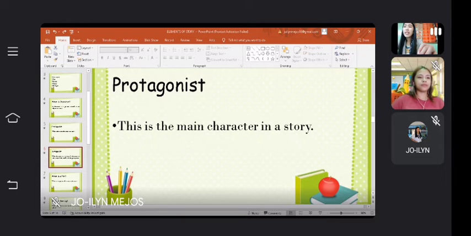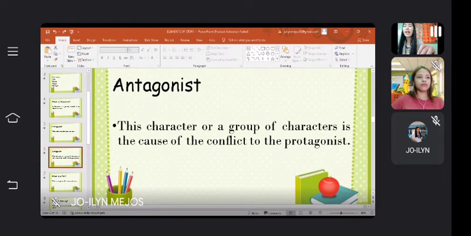So next is the antagonist. The antagonist is the character or group of characters that is the cause of the conflict to the protagonist. So this character or group of characters causes the conflict or the problem to the main character, which is the protagonist. So without the character, there is no story to tell, just only a full of scenery. Characters are what make a story great.